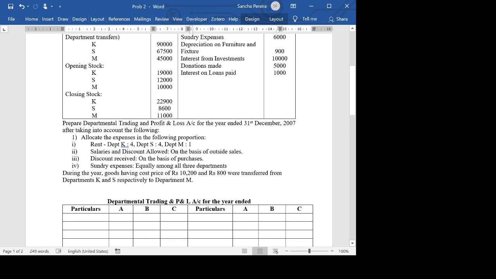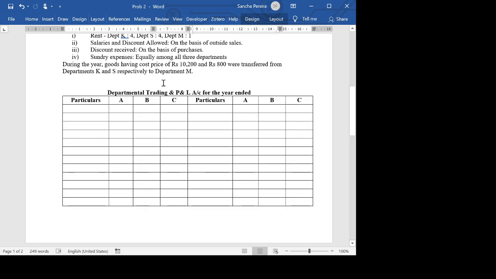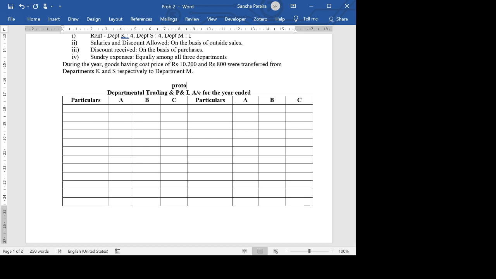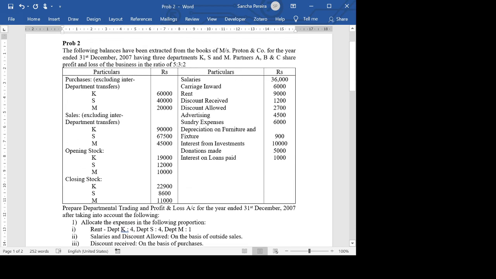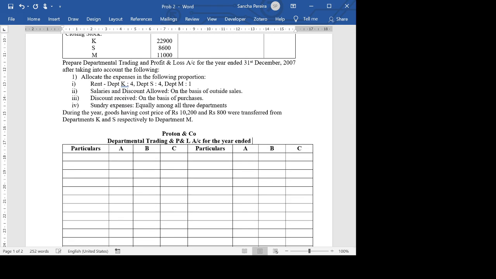So the following balances have been extracted from the books of Proton and Company. So in the books of Proton and Company, departmental trading and profit and loss account for the year ended 31st December 2007.